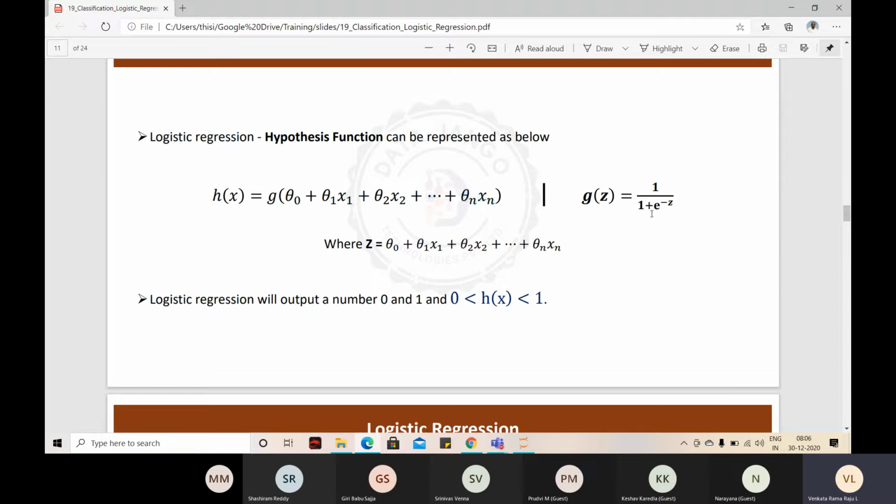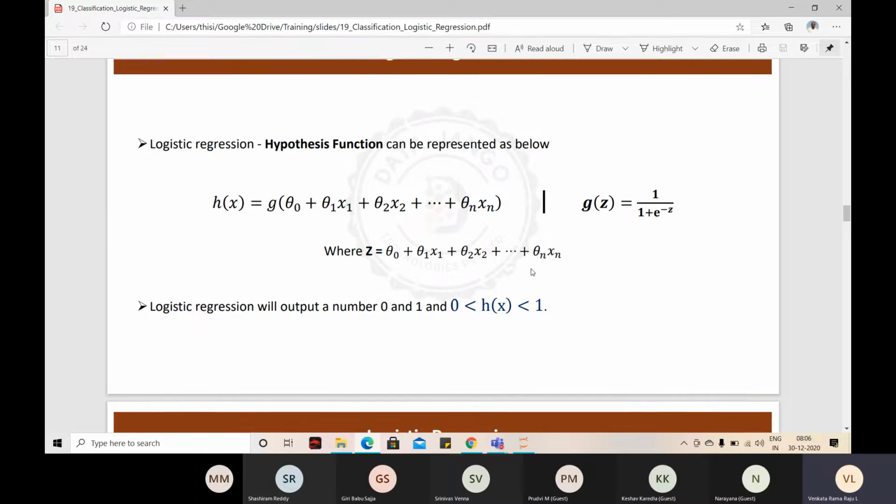What is that function? 1 by 1 plus e power minus z, where z is the linear equation. So logistic regression gives you an output between 0 and 1. It is always between 0 and 1. It will never be 0, and will never be 1.